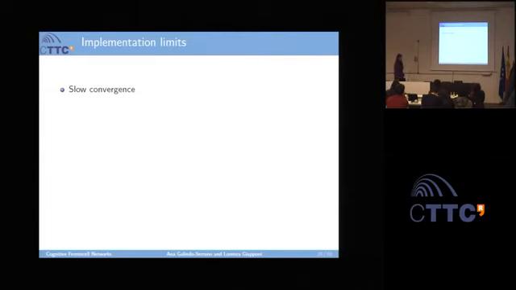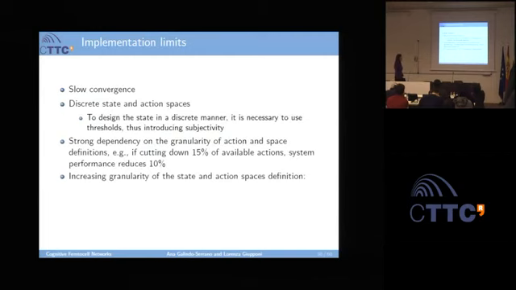So, as we saw, the implementation limits are the slow convergence behaviors. And also, one of the very important shortcomings of this kind of system is that they are based on discrete state and action representation. This decreases the accuracy of the system. If we have to choose between two power levels, maybe the best solution will be a value between them. So this is a problem, and we saw it based on some simulations, that if we reduce the amount of available actions, the agent will also behave worse.